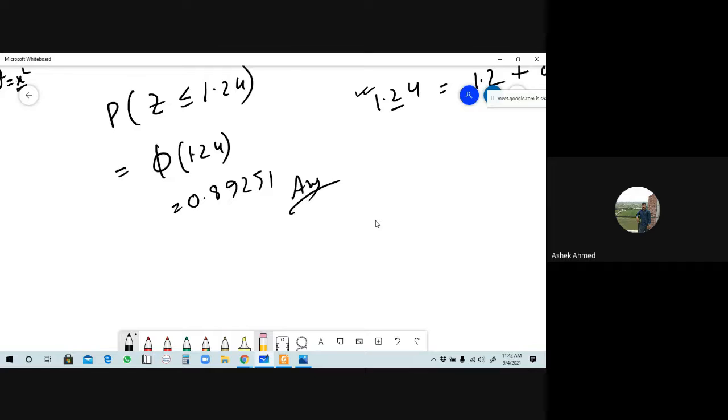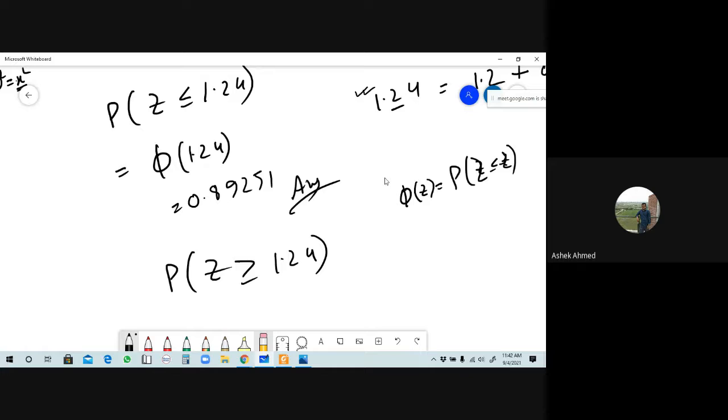From here, tell me how can you determine the value of the probability of z greater than or equals to 1.24? Can you say? Sir, we will do 1 minus 0.89251. Okay, in that case you have to remember the formula for the CDF. The formula of phi of z is the probability of capital Z less than or equals to small z. This is less than and this is greater than. Is it right? This is our main formula for CDF. Yes, sir. Okay.